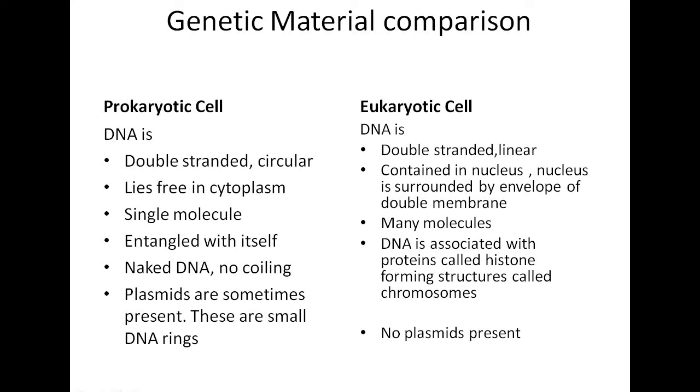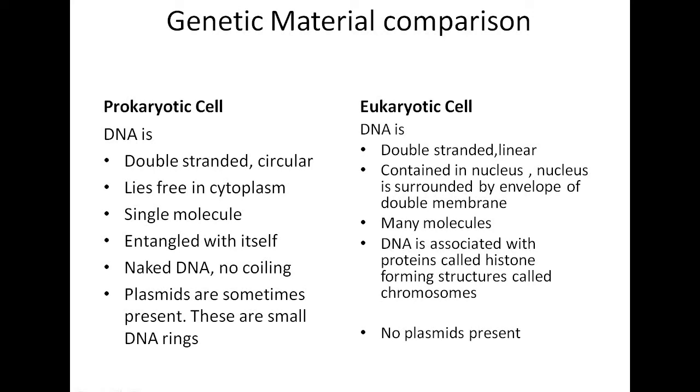Okay, this is a very important slide. It tells you about the difference in genetic material between these two cells. In prokaryotic cells, DNA is double-stranded and circular, while eukaryotic cells also have double-stranded DNA, but the structure is not circular, rather it is linear. DNA is lying freely in the cytoplasm in prokaryotic cells, as we have discussed in previous slides. Eukaryotic cells have their genetic material bounded by a membrane. Prokaryotic cells have a single molecule of DNA, while in eukaryotic cells there are many molecules.